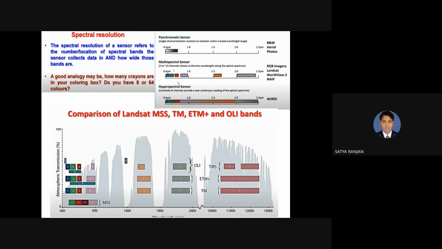Then hyperspectral sensors, where a lot of spectral bands are used. One example is the Everest data. More than 200 spectral bands are attached to these satellite images, and it is not free of cost. It is a very costly satellite image.